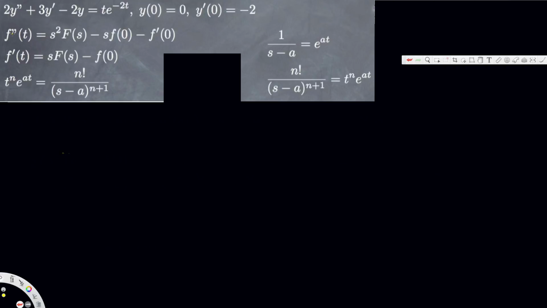First, when we have double prime we replace that one with s square F of s minus s F of 0 minus F prime of 0. When we have F prime we replace that one with this one, and after the equal sign, if you notice, we have t e power negative 2t. So when we have that pattern we replace that one with this one. Okay, and after we replace and simplify and solve, we are going to use the inverse Laplace transform. So when we do the inverse Laplace transform we use these terms. This is going to come after, but let's do this part first.